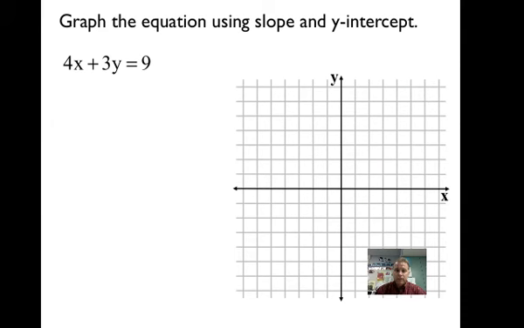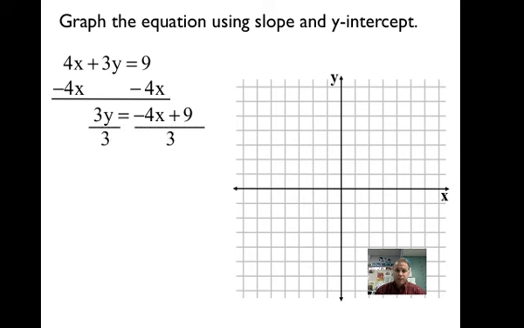Would you try this one? So subtract 4x from both sides. Divide by 3 on both sides. Trying to get the variable, the y, by itself. Can I do 4 divided by 3? No. So I'm going to leave that as an improper fraction. I can do 9 divided by 3. So I can simplify that to y equals -4 over 3x plus 3.